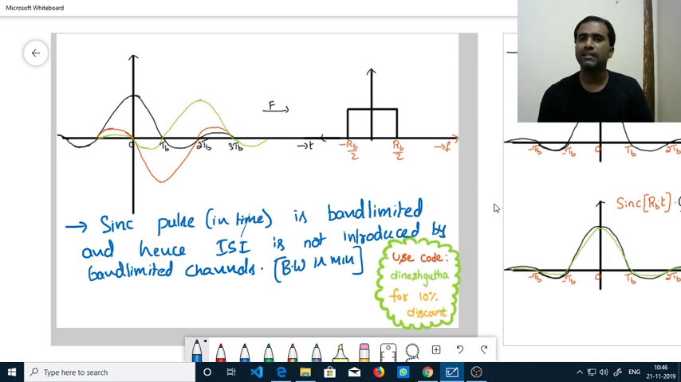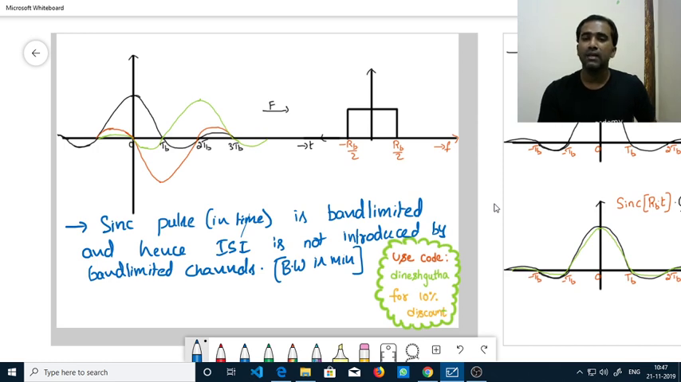If you reduce the bandwidth to less than RB by 2, the width of the rectangle will reduce, which means the width of the sinc function will increase. If it increases, it will not be an ISI-free pulse. The pulse will not be a well-designed pulse, so it will create new problems.